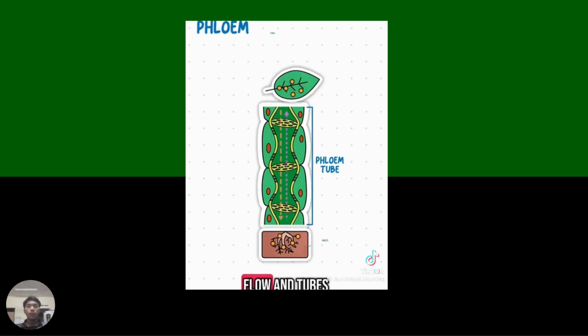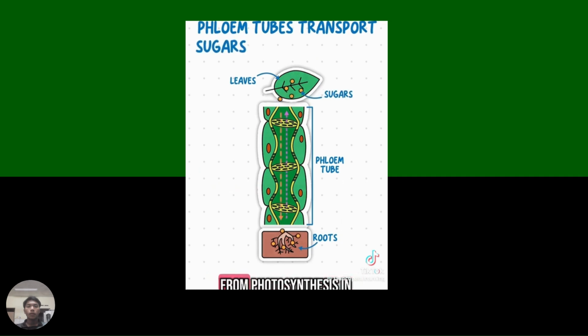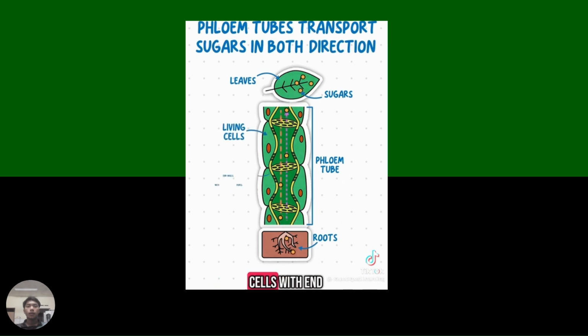In contrast, phloem tubes transport dissolved sugars from photosynthesis in both directions. Unlike xylem, they are living cells with end walls that have pores for the movement of cell sap.